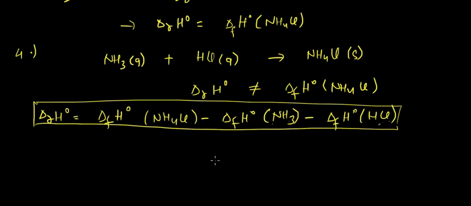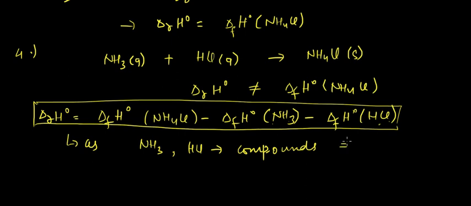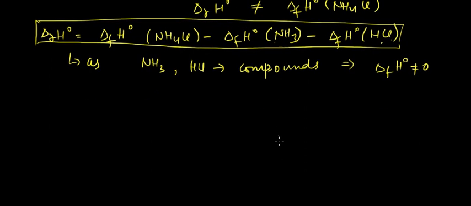in this case. Okay, so just writing it in notes here that as NH3 and HCl are compounds, or in other words not in their elemental forms, this implies delta F H naught cannot be 0 for these compounds. Okay, now let's discuss the rules of delta F H naught.